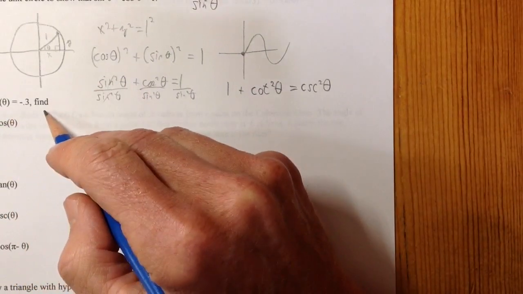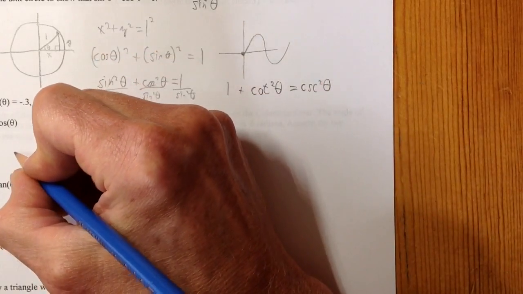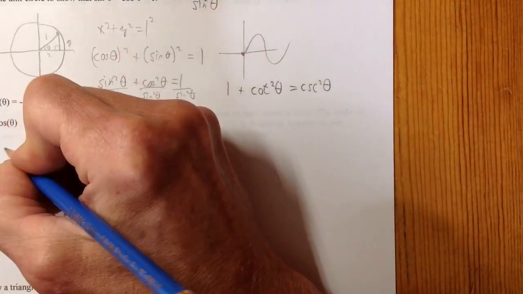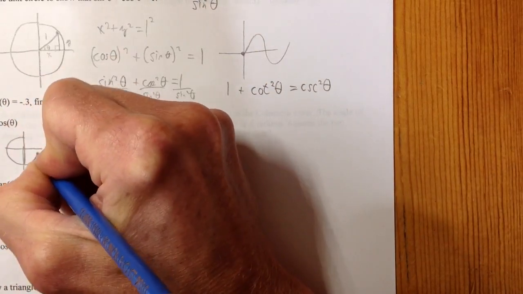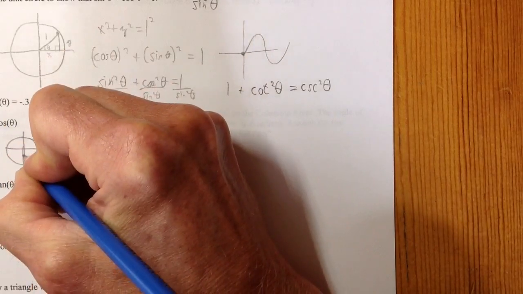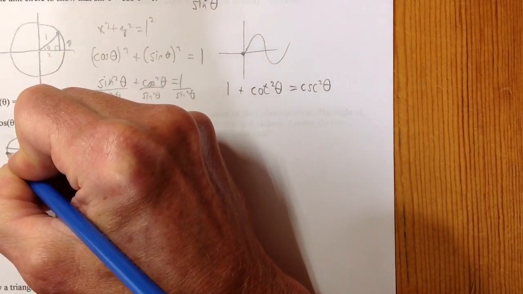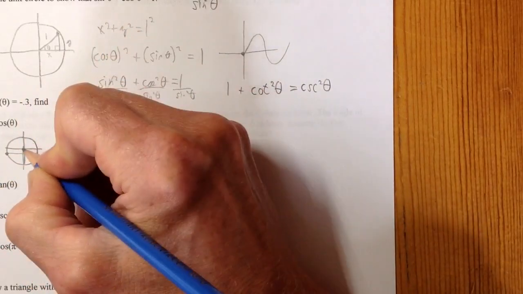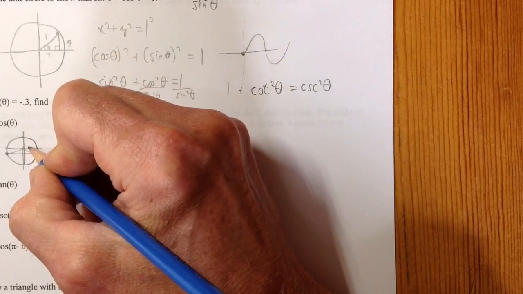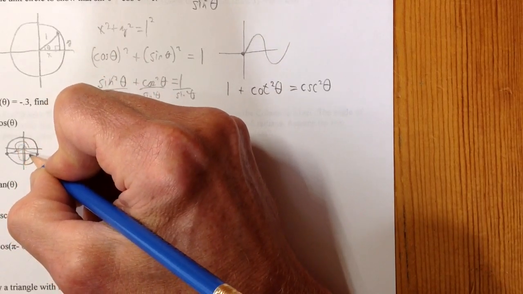Number 9, if sine theta is negative 0.3, find cosine theta. Okay, so let's draw our triangle. Actually, no, let's draw a unit circle because that's what we always do. Sine theta is negative 0.3. So negative 0.3 is somewhere here. So cosine theta could be 2 things. It could be this angle or it could be that angle. So it could be all the way to here or it could be all the way to there.